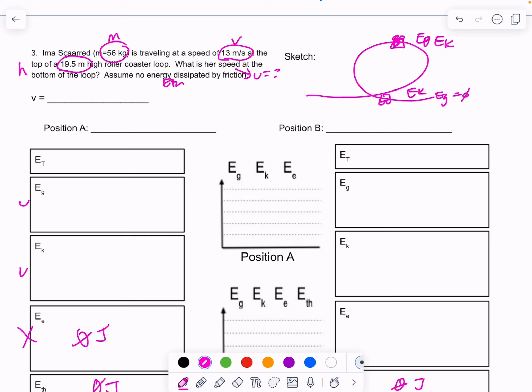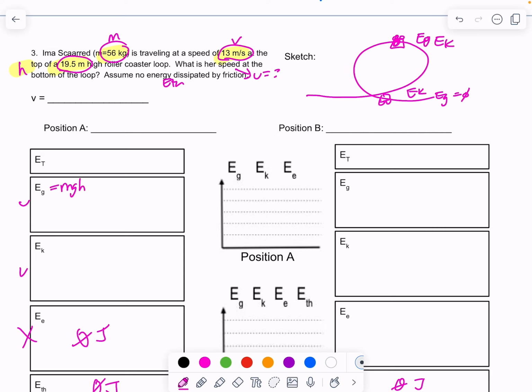You can also get a clue to what you need to calculate by what they give you. If you're given velocities, there's going to be a kinetic, and if you're given height, there's going to be an EG. So let's just make these calculations.